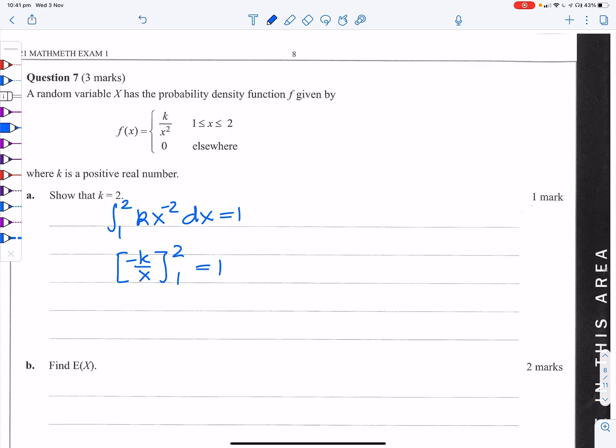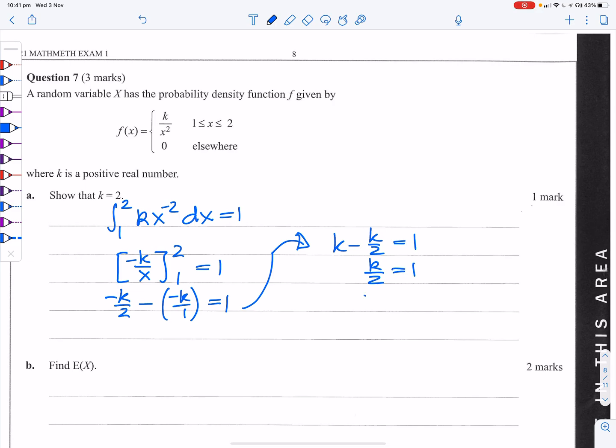If we sub 2 into here, we get negative k on 2 minus negative k on 1 is equal to 1. I get k minus k on 2 is equal to 1. 1 minus a half is a half. So we get k is equal to 2.